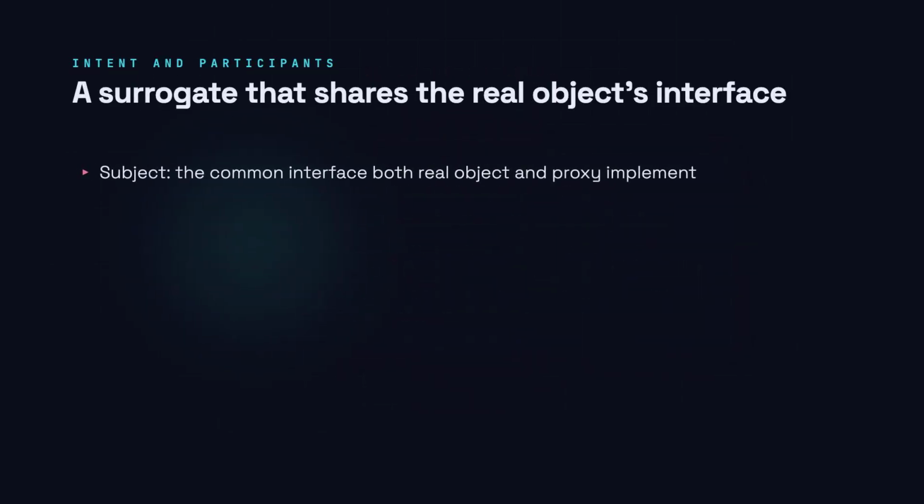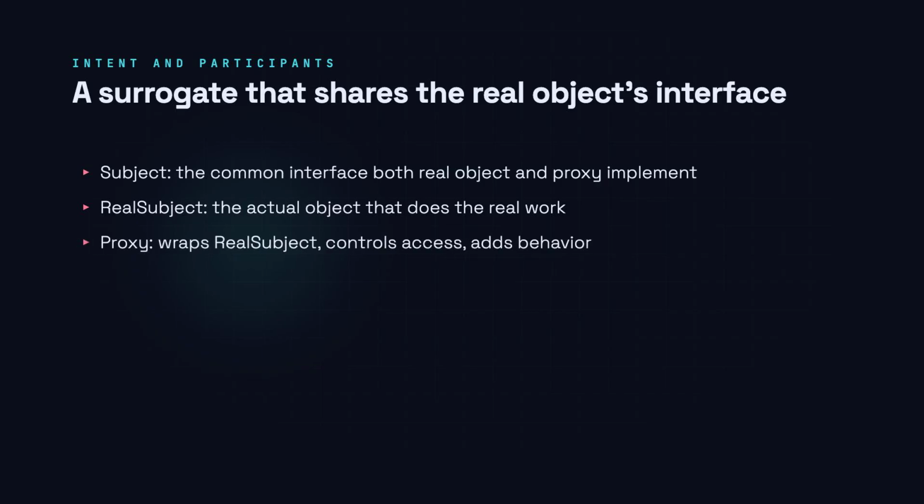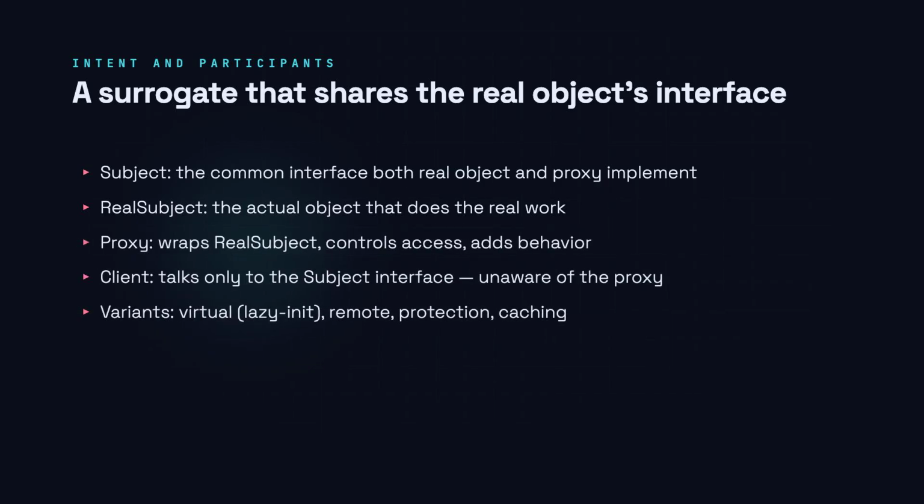The pattern defines three participants. The subject is an interface or abstract class that both the real object and the proxy implement. Because they share the same interface, the client can use either one without knowing which it has. The real subject is the heavyweight or sensitive object you want to guard. The proxy holds a reference to the real subject and implements the same subject interface, forwarding calls when appropriate, and adding its own logic around those calls.